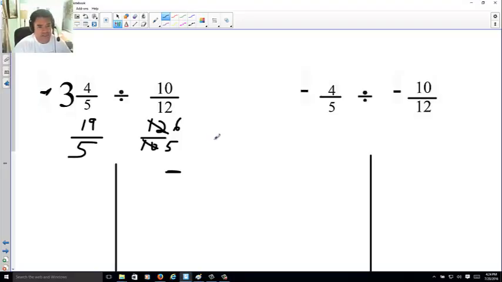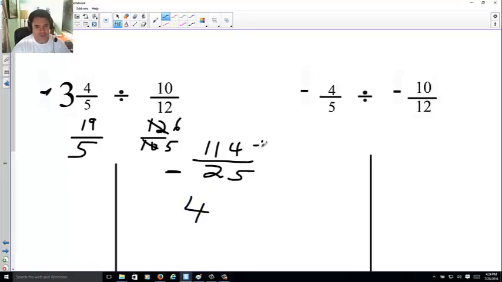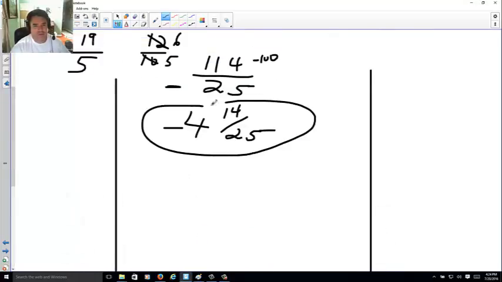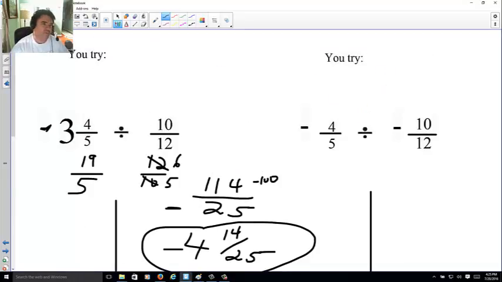19 times 6, let's see, use the brain here. I'm going to say 104. Hope I'm right with that. No, 114 actually. I thought about that for a second. 114. And 5 times 5 is 25, excuse me. How many 25s can I get out of 114? The answer is 4. 4 times 25 is 100, so take 100 away. 114 minus 100 is 14 over 25. And don't forget the negative. And if you got that, this certainly is no problem.